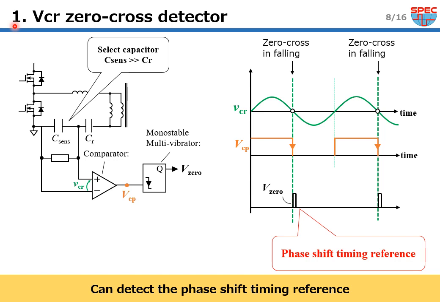First, I'll explain the VCR zero cross detector. In this circuit, the resonant capacitor voltage is detected by a capacitor C sense larger than the resonant capacitor CR. Then the comparator detects the falling zero cross timing VCP, and the multivibrator detects the falling timing V0. Therefore, this circuit can detect the phase shift timing reference.